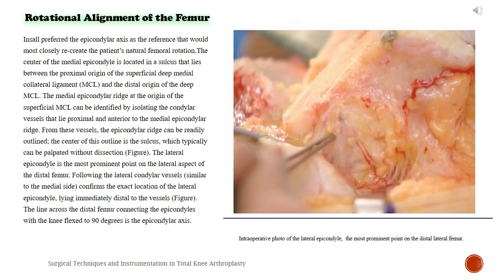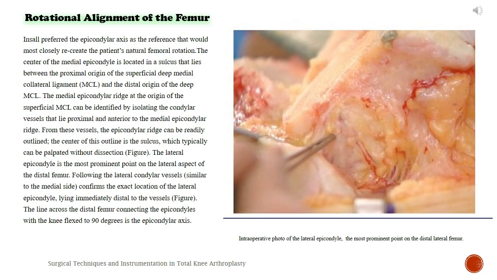Insall preferred the epicondylar axis as the reference that would most closely recreate the patient's natural femoral rotation. The center of the medial epicondyle is in a sulcus that lies between the proximal origin of the superficial deep medial collateral ligament, MCL, and the distal origin of the deep MCL. The medial epicondylar ridge at the origin of the superficial MCL can be identified by isolating the condylar vessels that lie proximal and anterior to the medial epicondylar ridge. From these vessels, the epicondylar ridge can be readily outlined. The center of this outline is the sulcus, which typically can be palpated without dissection. Figure.